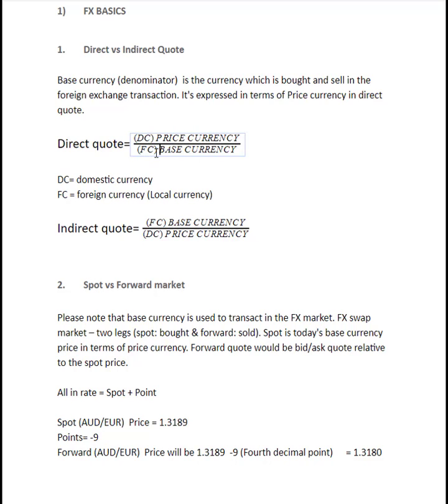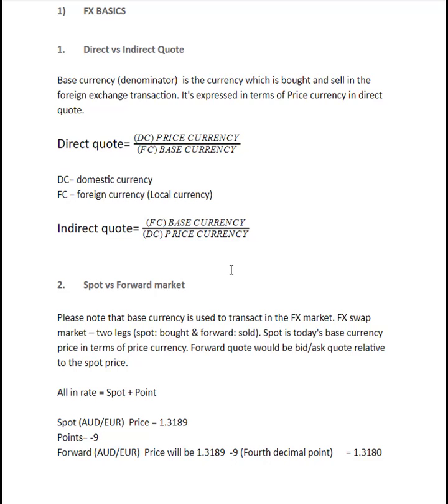The base currency, in some examples or prior year questions, is also called the foreign currency, and the price currency is also called the domestic currency. In indirect code, the base currency is shown in the numerator, whereas the price currency shows in the denominator. But from now onwards, we will focus only on the direct code. So there are two markets. First one is spot market, and another one the forward market.